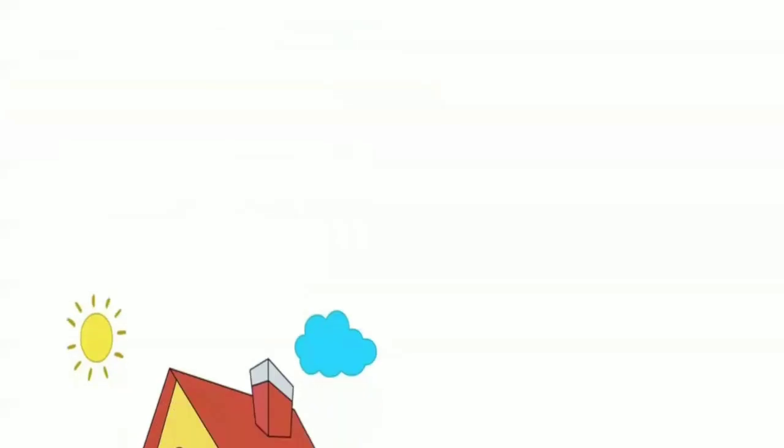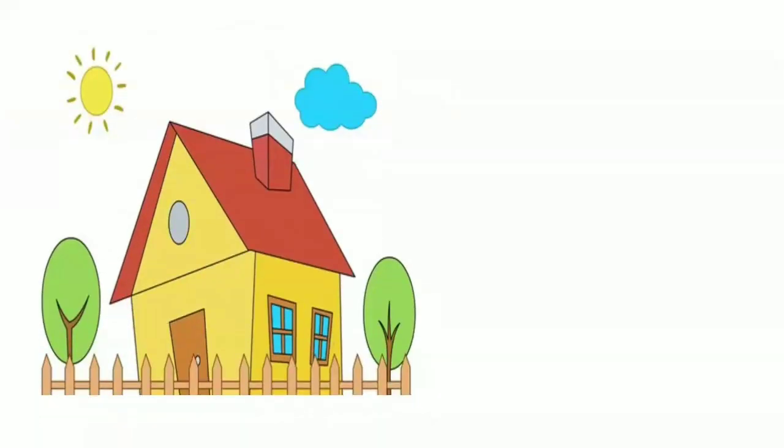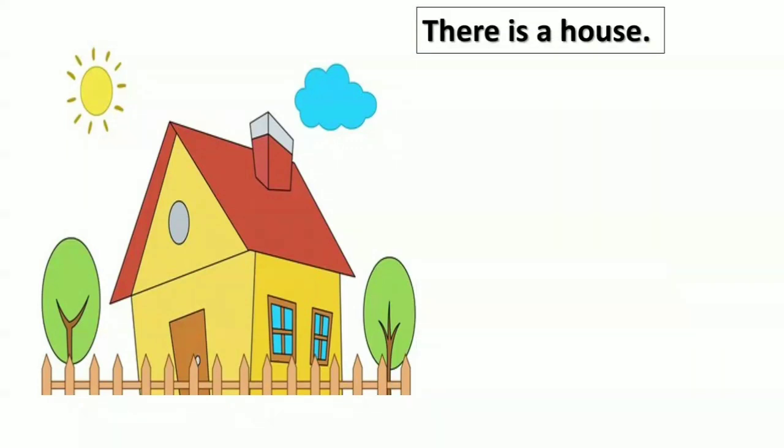Let's go to the next picture. This is the picture of a house. So look at the picture carefully. What is the color of the house? What things do you see around the house? What things do you see in the sky? Okay, I hope that you have observed. Now let's try to describe this.